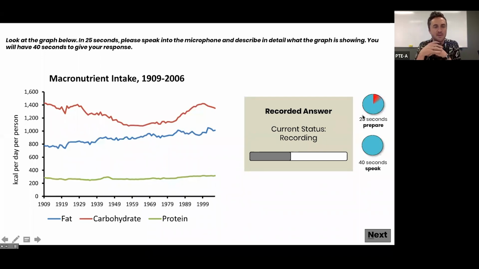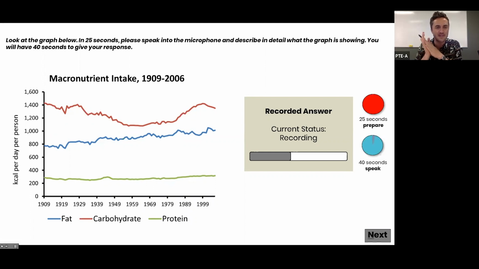So I'm looking at this. I'm looking at the title, Macronutrient Intake from 1909 to 2006. Okay, I can see that there's 3 macronutrients. There's fat, there's carbohydrate, there's protein. So they all sort of went up. Carbohydrates sort of went down and then up. Fats sort of went up gradually and protein sort of went up. Okay, so here I go.